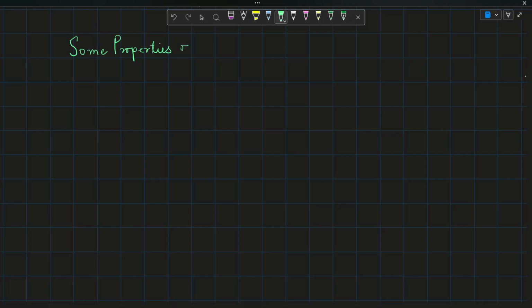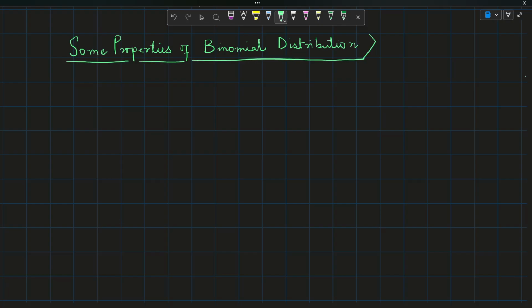Let's continue our discussion with some important properties of the binomial distribution. The first property is, of course, the mean. Mean is also denoted as expectation of x, where x is the random variable following the binomial distribution, which is also denoted as mu, and this is np.